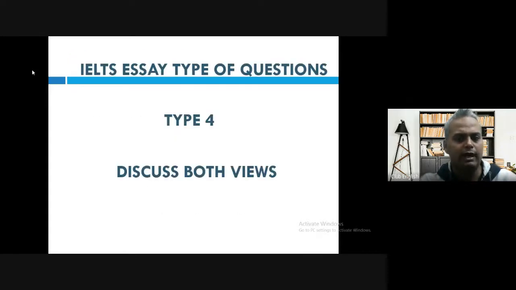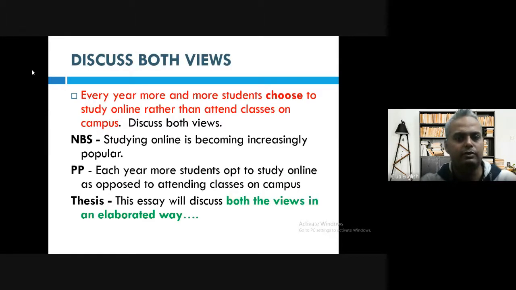Now, moving on to IELTS type 4 question, it is discuss both views. It has been seen these days that these types of questions are coming in exams. So we can say discuss both views. Every year, more and more students choose to study online rather than attend classes on campus. Discuss both views. Now, again, the same thing would be there. The neutral background statement will remain the same. Paraphrasing will remain the same. The thesis will change. So, studying online is becoming increasingly popular. That is the neutral background statement, and paraphrasing says that each year more and more students opt to study online as opposed to attending classes on campus. This essay will further discuss both views in an elaborated way.